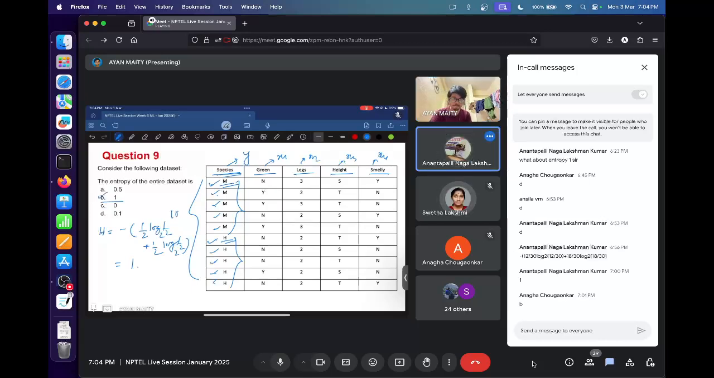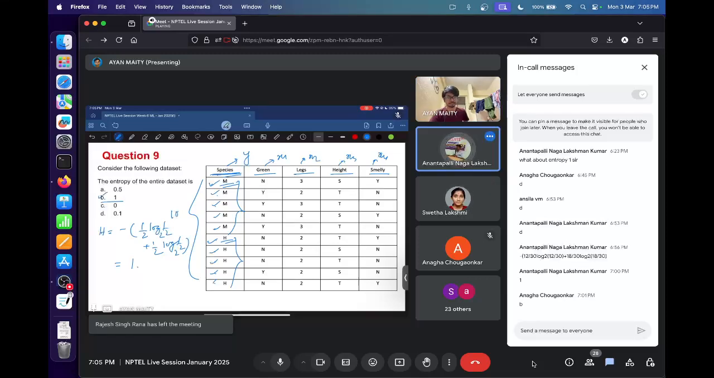Sir, excuse me, sir. If the table is like that, how to identify the target column, sir? No, you don't have to identify. For every table you will be given which one is the target variable. In this case, I'm signifying species as the target variable. So that would be written in the question.